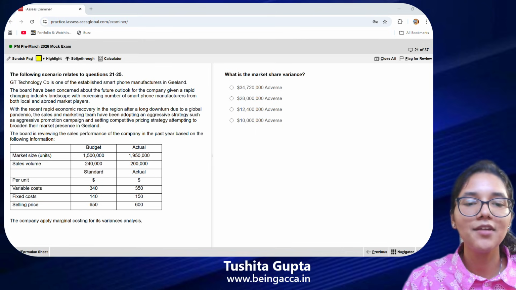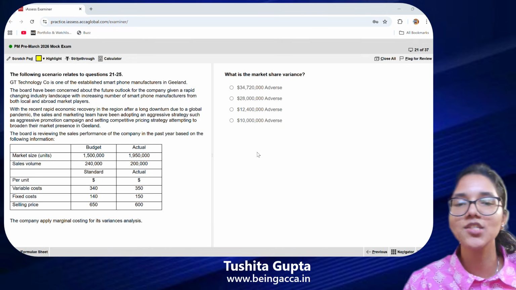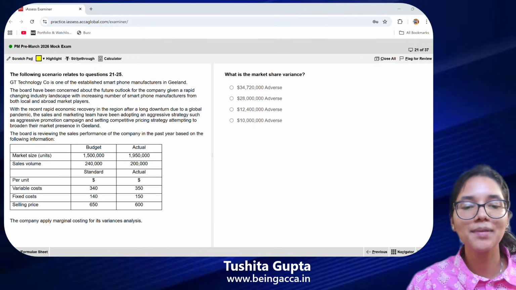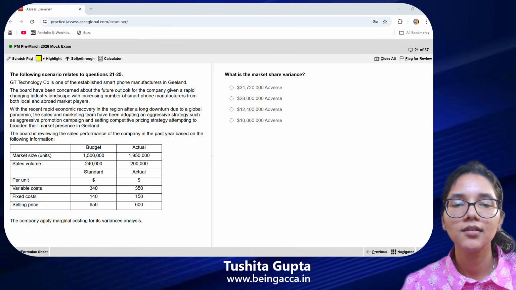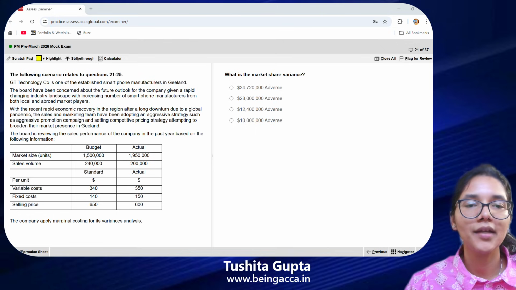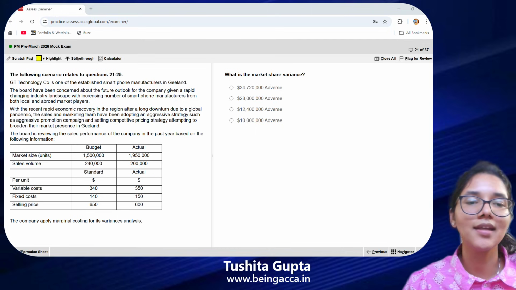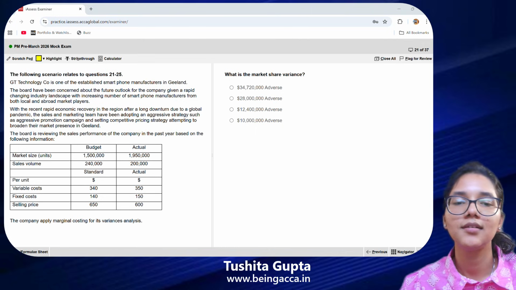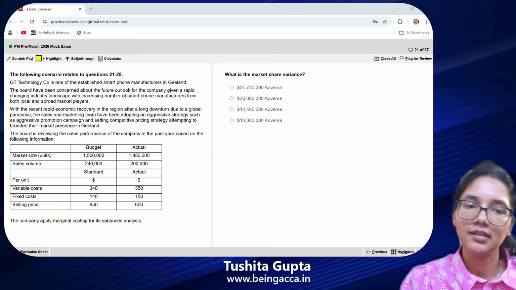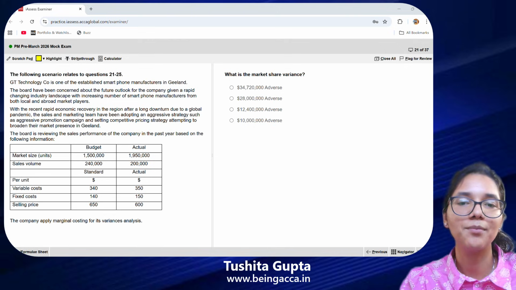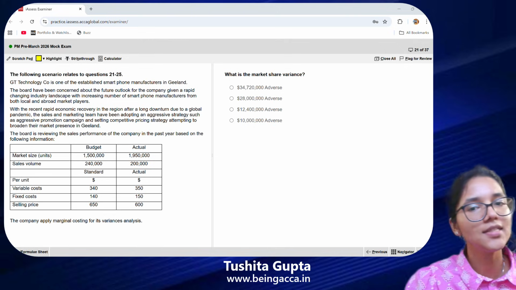Absolutely. So the very first requirement wants you to calculate the market share variance. Now we have studied two kinds of variances. One is market size, one is market share. Which one is planning and which one is operational? Market size is planning, market share is operational. Absolutely right. Market size is planning and share is operational.